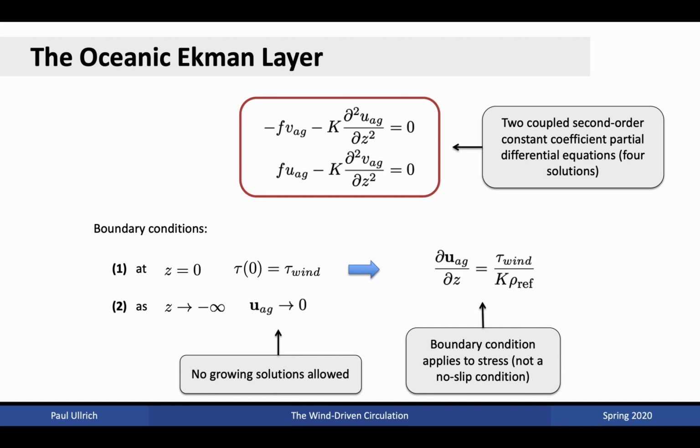The boundary conditions that arise from the physical system are as follows. The first boundary condition is that at the top of the Ekman layer, namely at the atmosphere-ocean interface, we have that the imposed stress is the same as the wind stress.